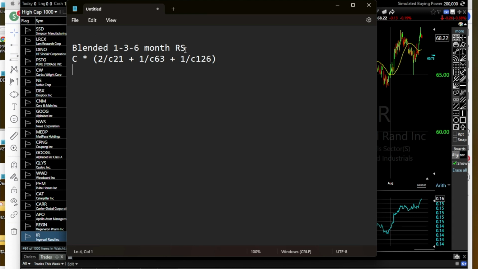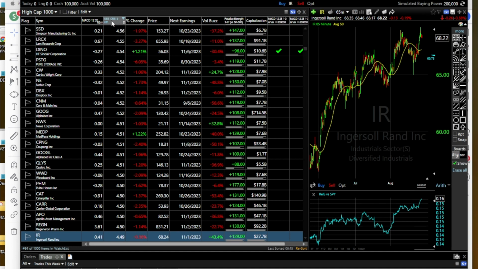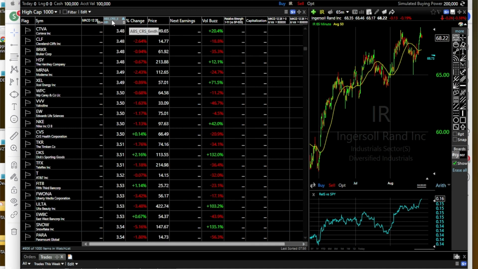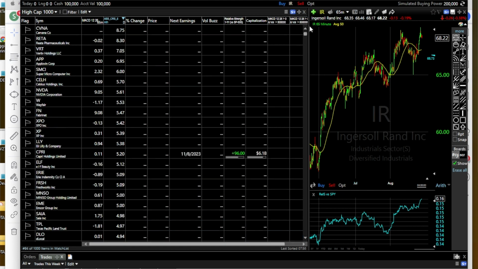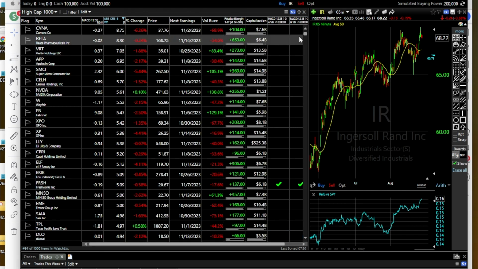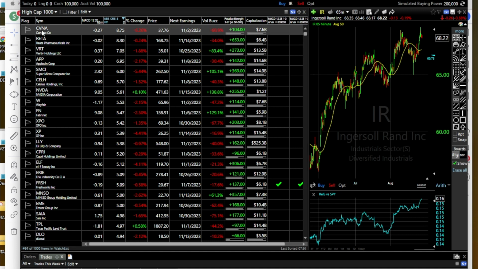All right, so this is 1, 3, and 6 month blended relative strength, comparative relative strength, and close times, and this is bracketed 2 divided by close of 21 days, 1 plus close of 63 days, that's 3 months, and then close of 126, that's 6 months. Okay, and that's the equation that I'm using right there. And what it does is it looks at the securities that are the strongest over that 1, 3, and 6 month blended period there.